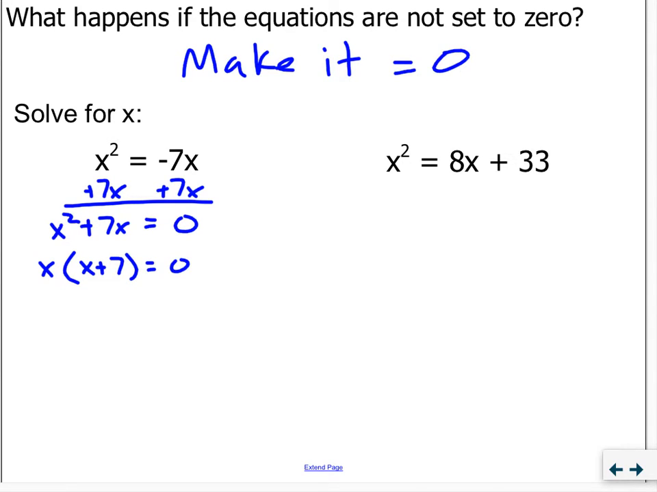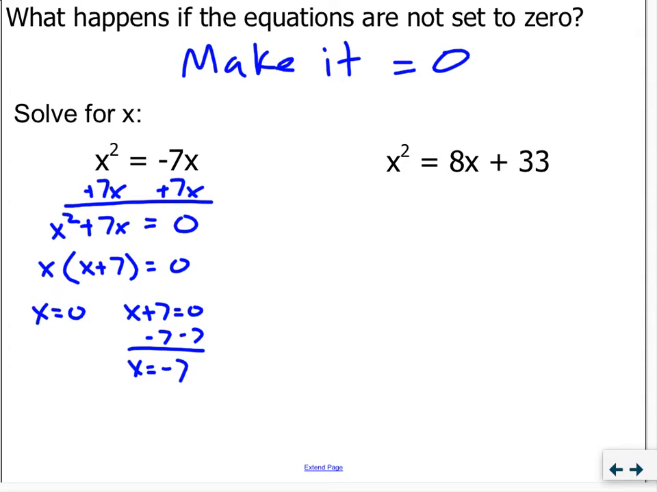Let's set both our factors equal to 0. Here's one of them, and here's our other. Let's solve for x now. We know that x equals 0. Let's subtract 7. So our answers here are 0 and negative 7. Let's go to the one on the right now. I'm going to set equal to 0.